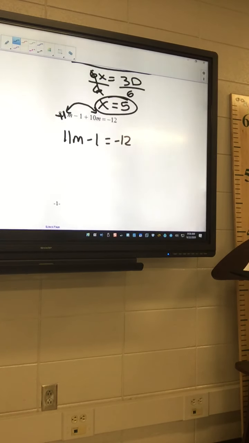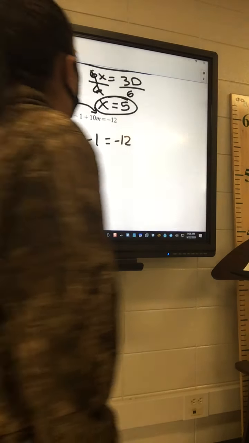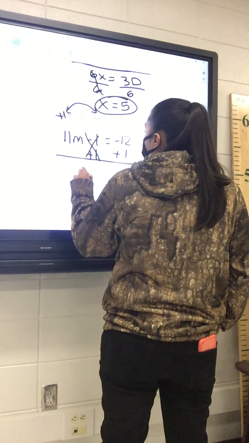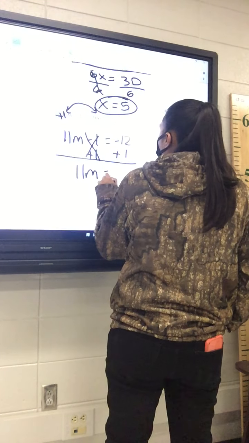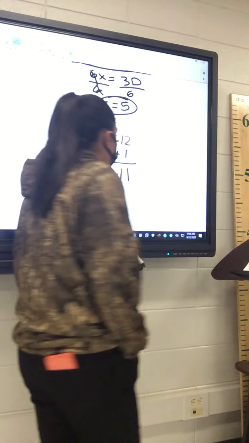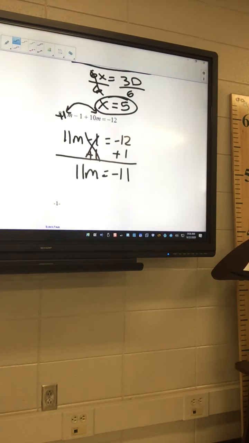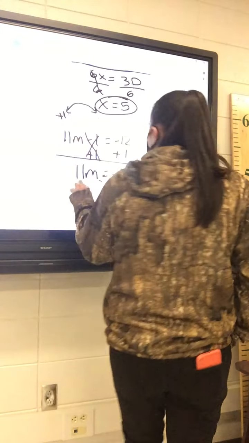Now what? Add 1 to both sides. So I got 11M equals negative 11. Okay, use your calculator when you're doing negatives and positives. Okay, and then what's our last step going to be? Divide, perfect.